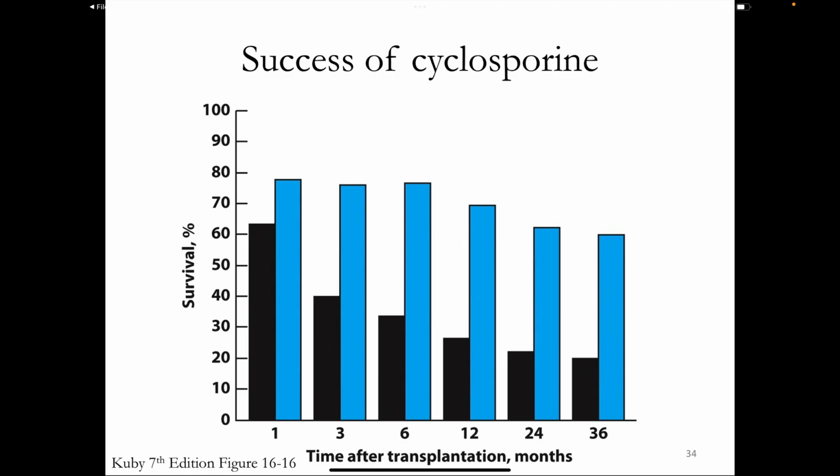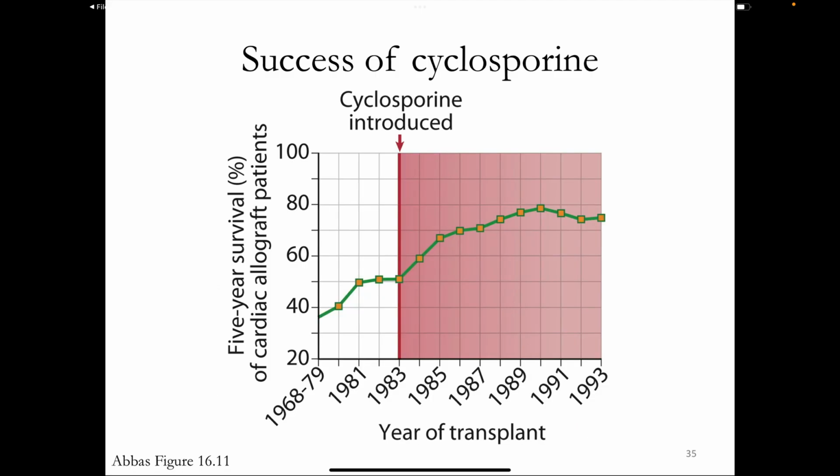And so here you can see, in black, how long a transplanted organ would survive without cyclosporin. In blue, you see survival with cyclosporin. You see cyclosporin makes a big difference. And you can also see the number of patients with transplants both before and after cyclosporin. Cyclosporin just sort of revolutionized this whole thing. And so we really became able to do transplantation with cyclosporin.